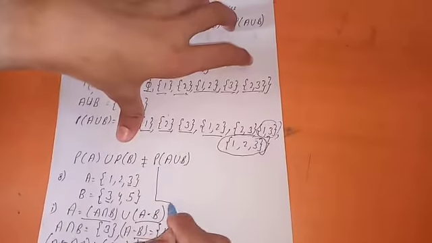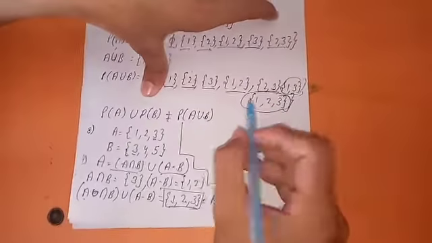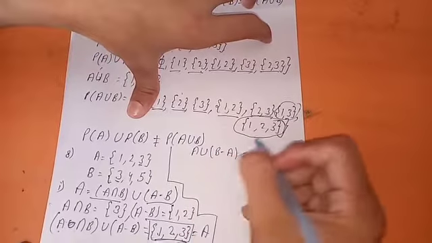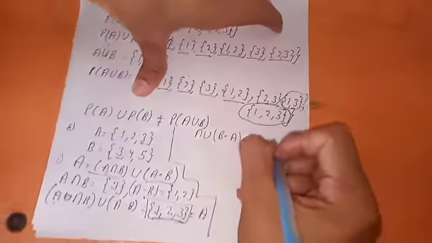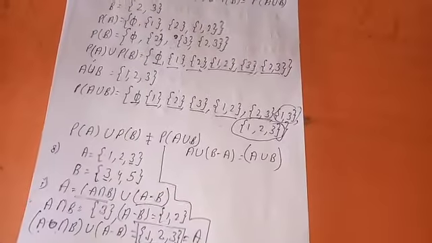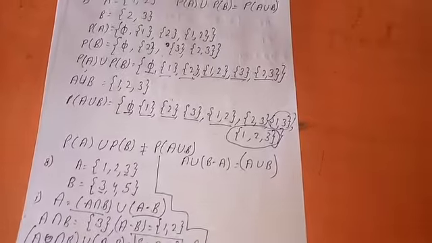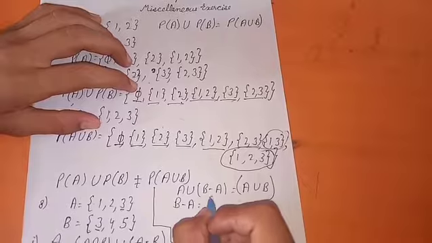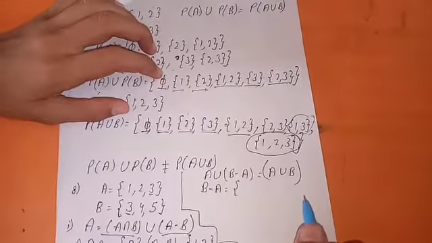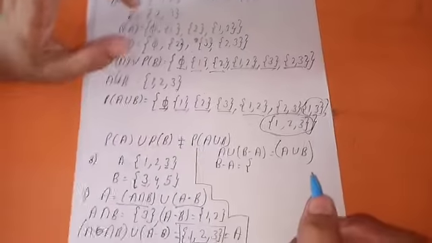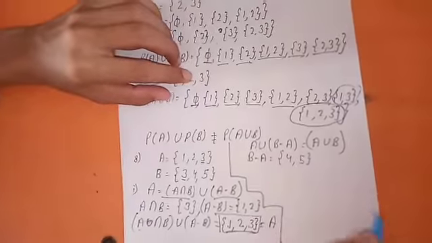Now the second thing they are asking is to prove A union B minus A is equal to A union B. Okay. Now we will find again. Set A we are having already. Now we will find B minus A. What will be B minus A? B minus A will be the elements that are in B but not in A. So that are 4, 5.